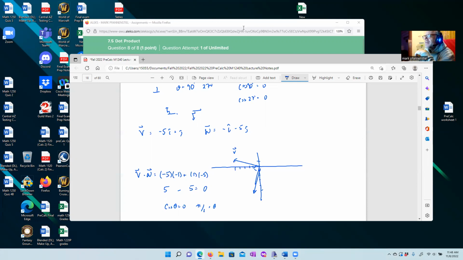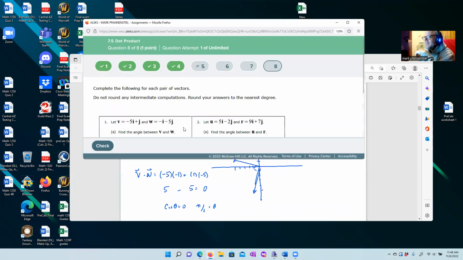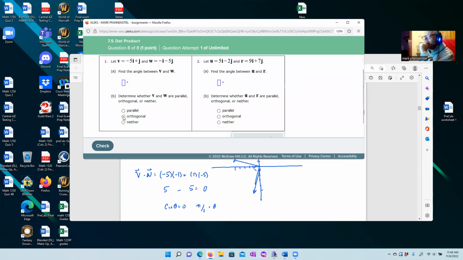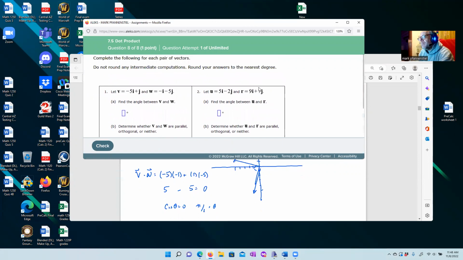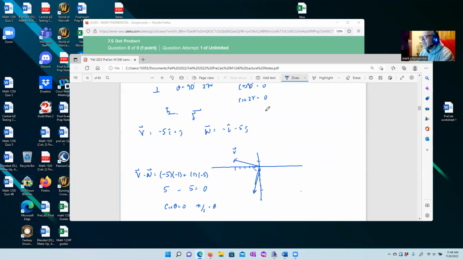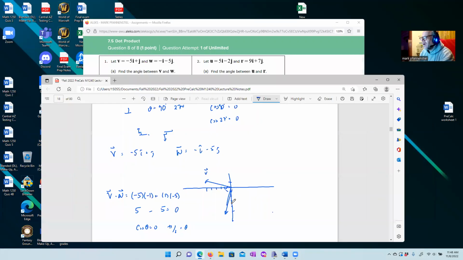So that's how you check. I don't have to deal with very much of anything else. They didn't ask me for what the actual angle is. Now in part B, what's going on here? You have U and R, and they're going to be a little different. So let's go ahead and check out what U and R are.